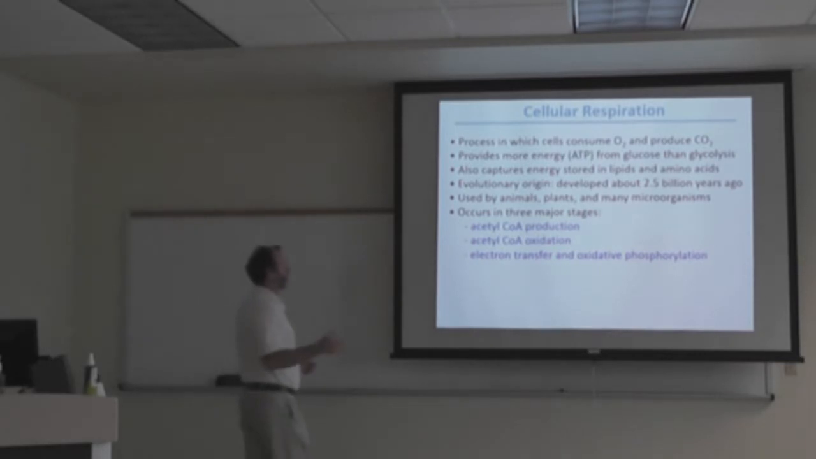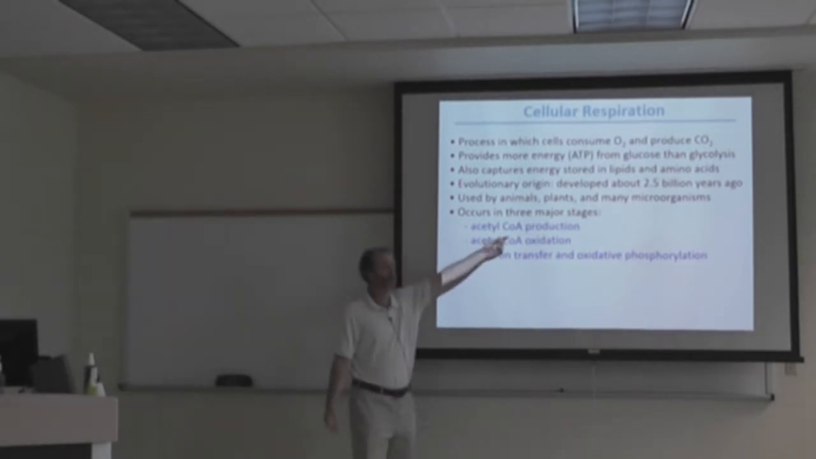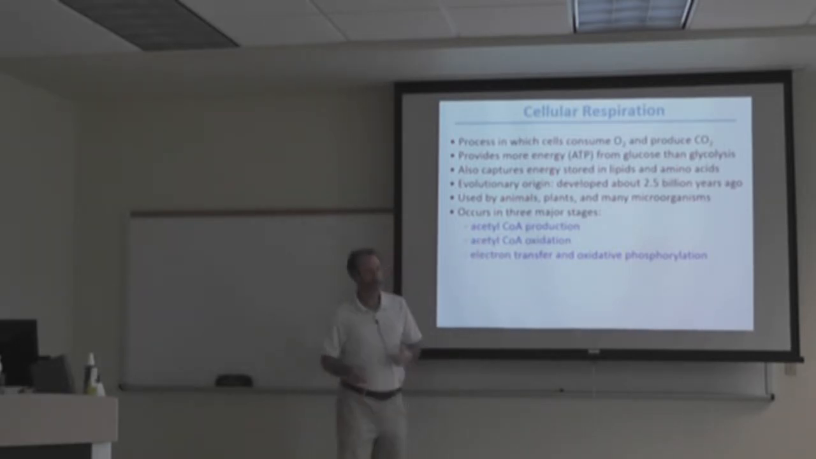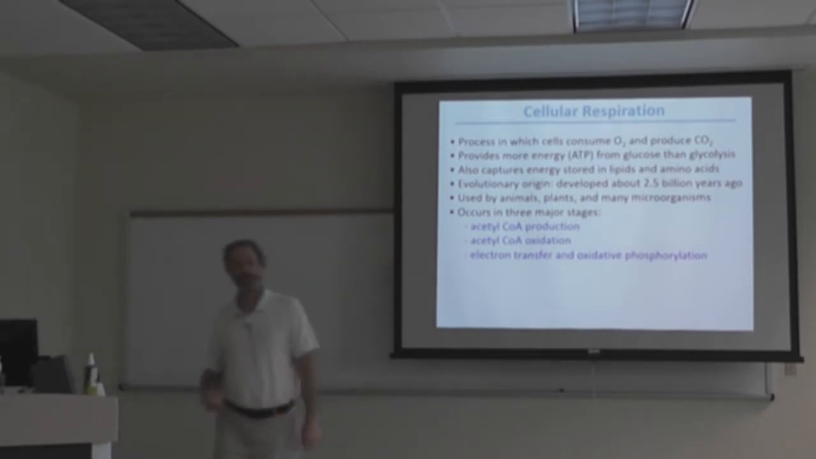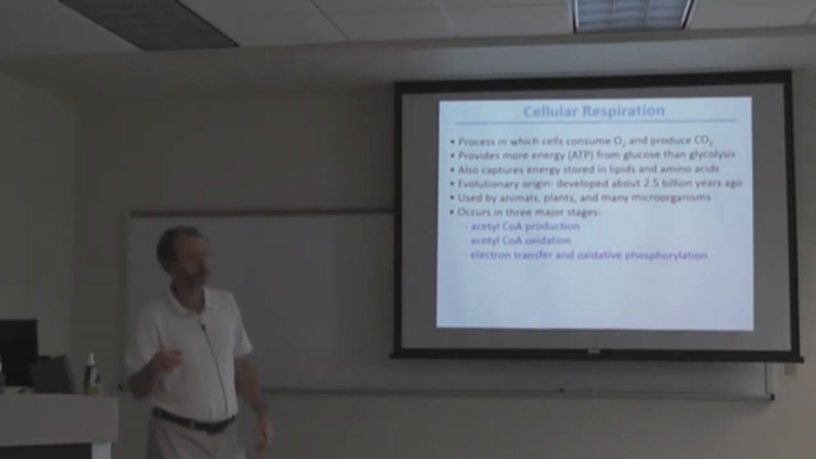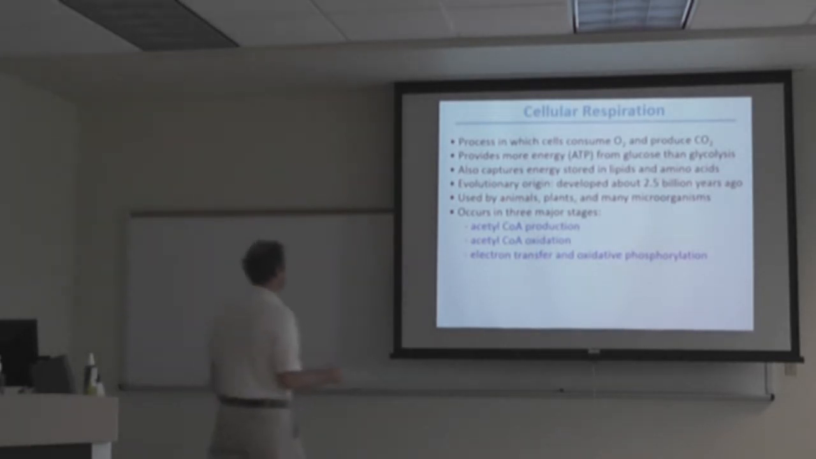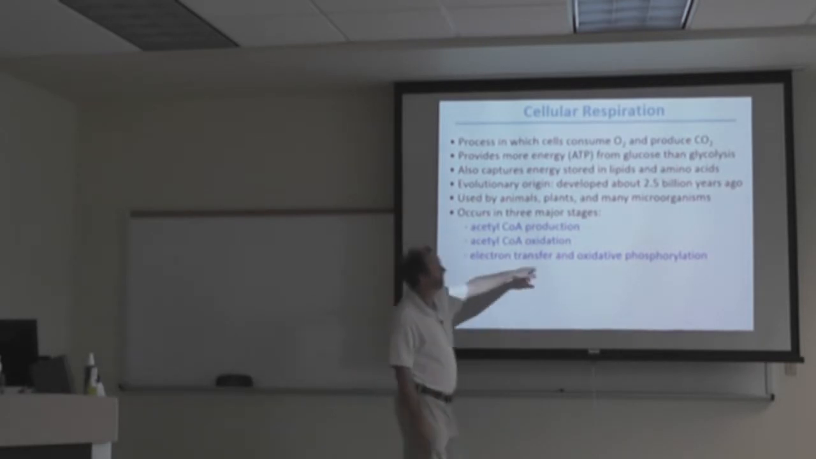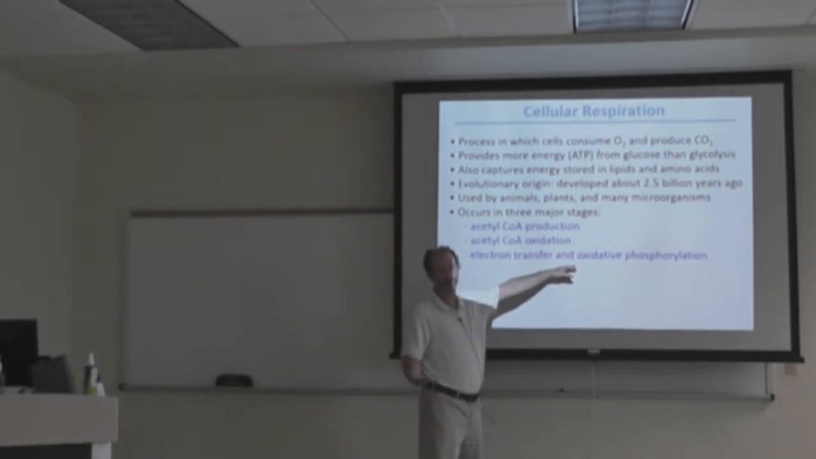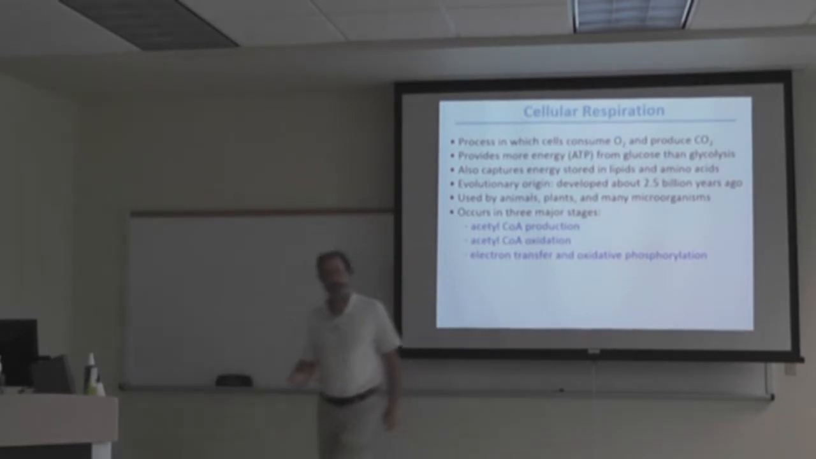And it occurs in 3 major stages: acetyl-CoA production, where we're going to take pyruvate and make acetyl-CoA out of it, and then acetyl-CoA oxidation. During that oxidation process, we'll accumulate electrons on electron carriers, and then those electrons will be transferred, and that's part of the electron transport chain, which will be, I think, the next chapter, so you won't see this on the test. And that results in oxidative phosphorylation.